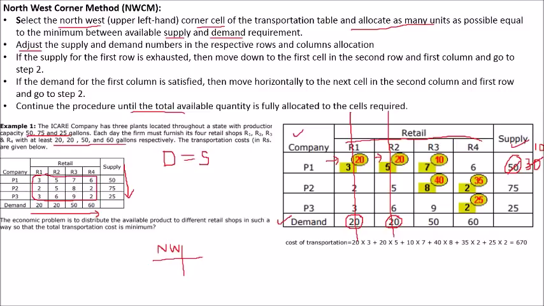Out of the remaining, this is the northwest cell. You have 50 as the demand and only 10 as the supply, so I am allocating all the 10 to this cell. Since this row is exhausted, I am cancelling this row.